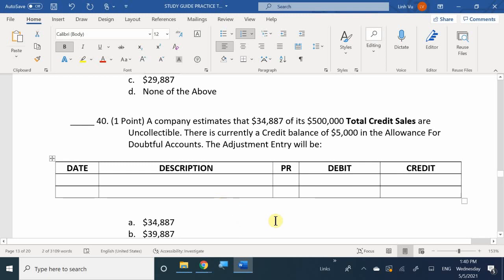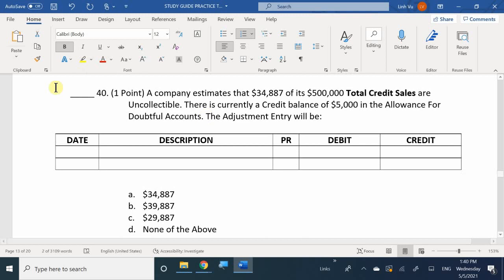Question number 40. A company estimates that 34,887 of its 500,000 total credit sales is to be uncollectible, and there's currently a credit balance of $5,000 in the allowance for doubtful accounts. What should my entry be? A, 34,887. Okay. So here, which method are we using?